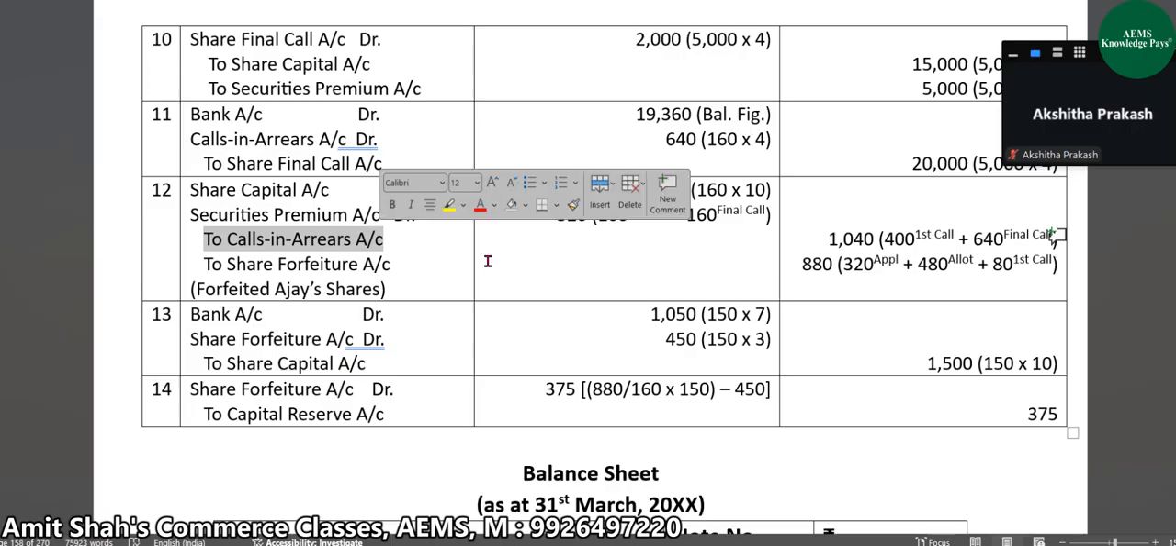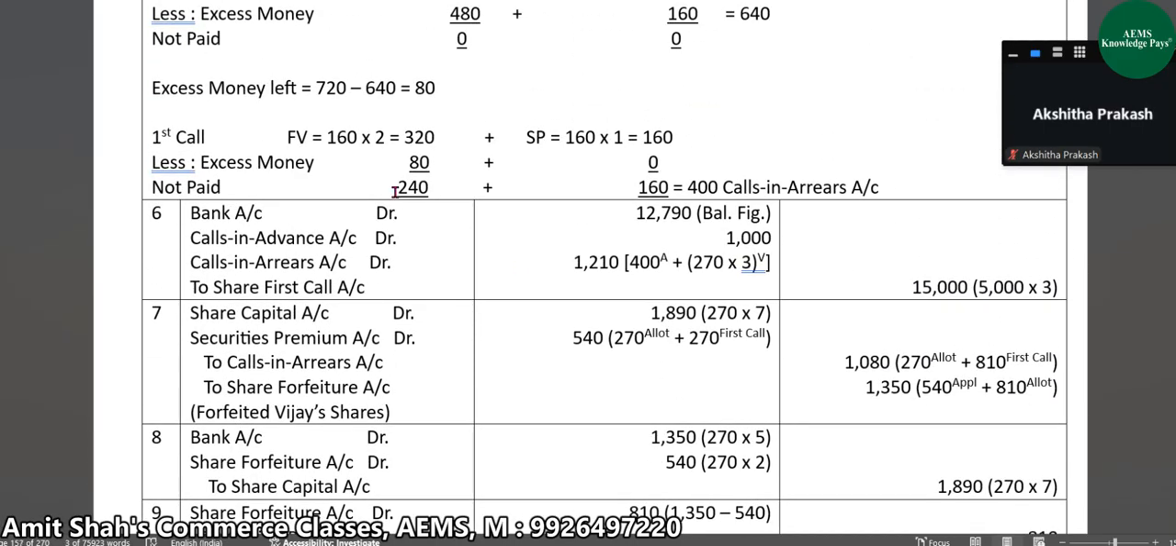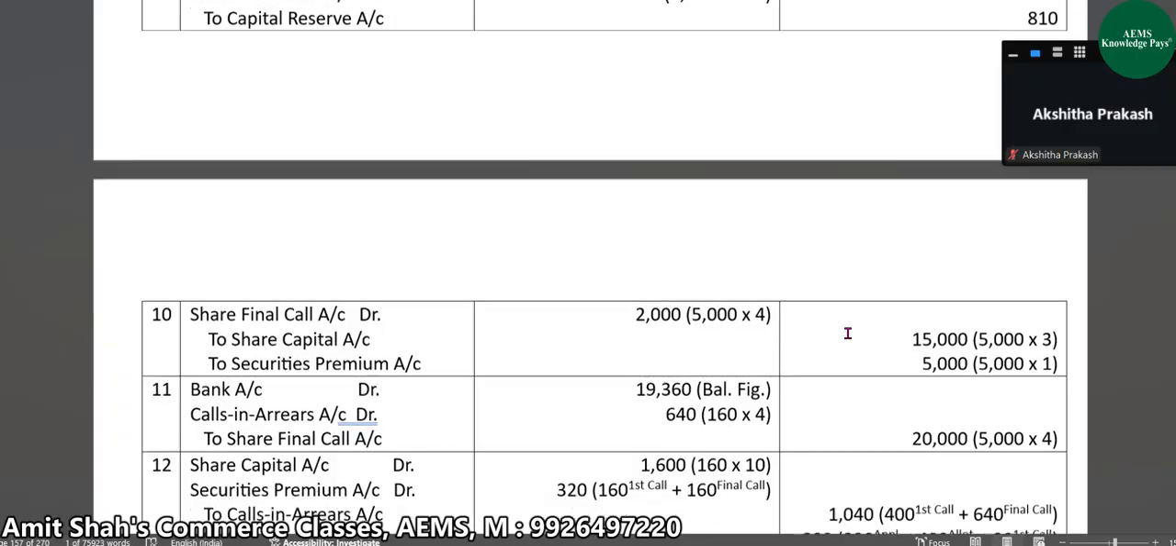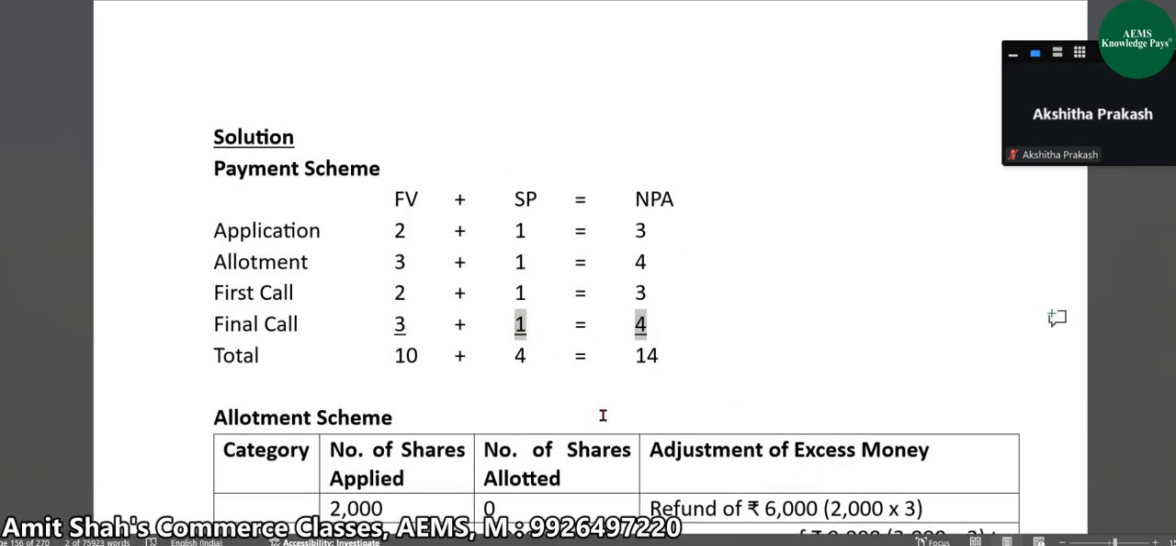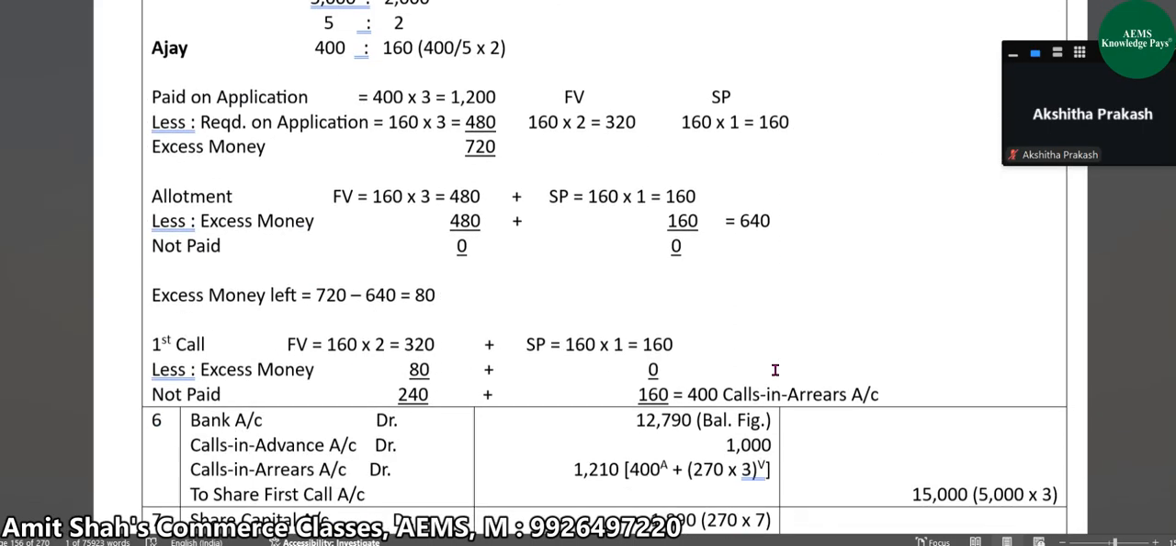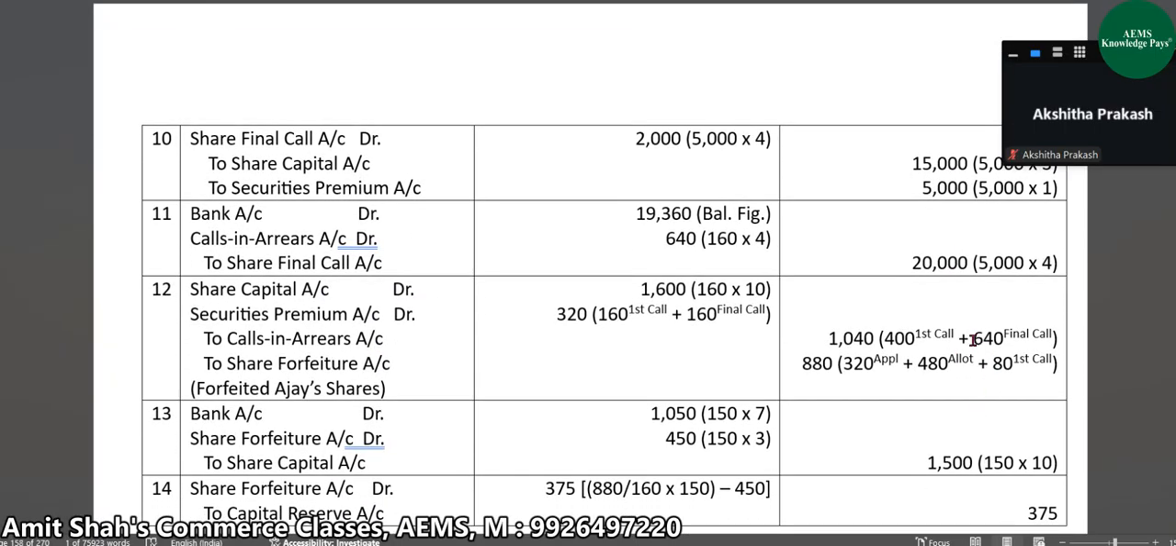Then we will debit calls in arrears account with the total money that he has not paid. On the first call, how much has he not paid? 400 rupees, 240 plus 160. That 400 has come here, and the premium of 160 is already in it. And the final call money is how much? Final call money is rupees 4 per share, including premium of 1 per share. So 4 into 160 shares of Ajay means rupees 640 he has not paid on the final call. So that 640 has come here. This is how calls in arrears would be created for Ajay in his forfeiture entry with 1040, in which 160 of premium from the first call and 160 of premium from the final call are already included.